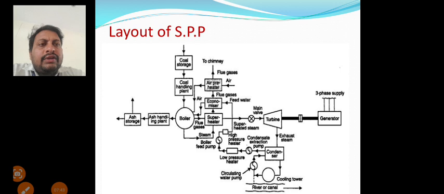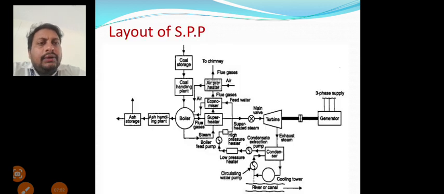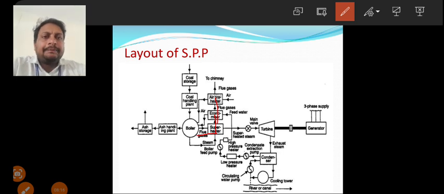One more circuit is there, the air and flue gas circuit. From the boiler, the flue gases will pass through the superheater, then we have an economizer, then the air preheater. After that, these flue gases will go to the atmosphere through the chimney.